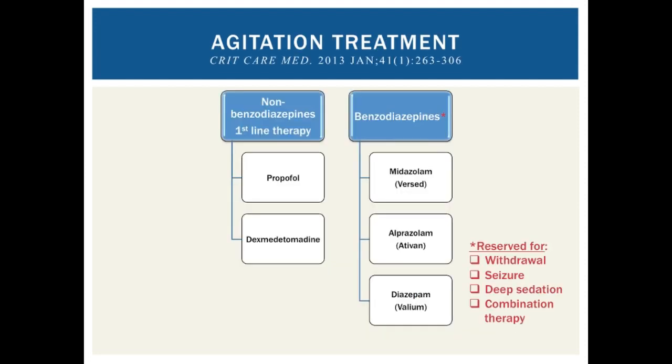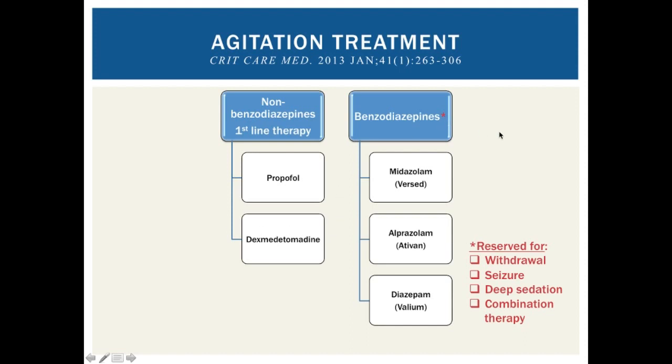So how do you treat agitation in the ICU? And again, we're referring heavily to the 2013 Society of Critical Care Medicine guidelines. So non-benzodiazepines are basically your first line. Those would be things like propofol or dexmedetomidine. Now we do have this little asterisk over here.